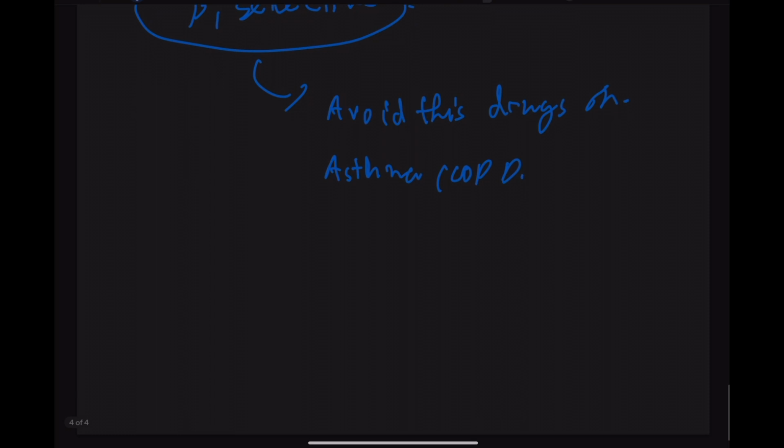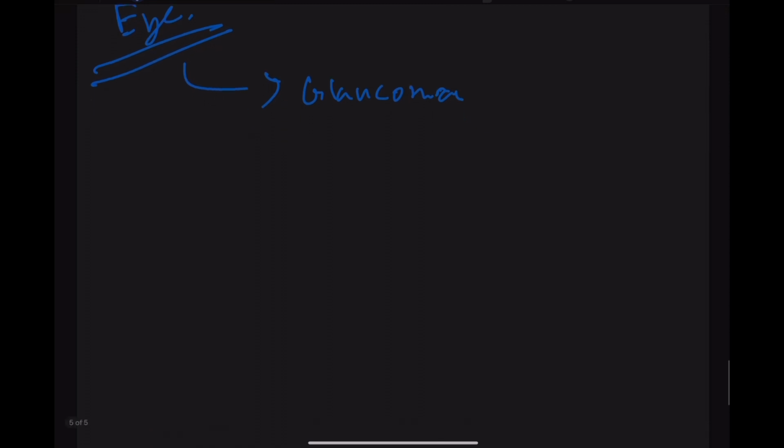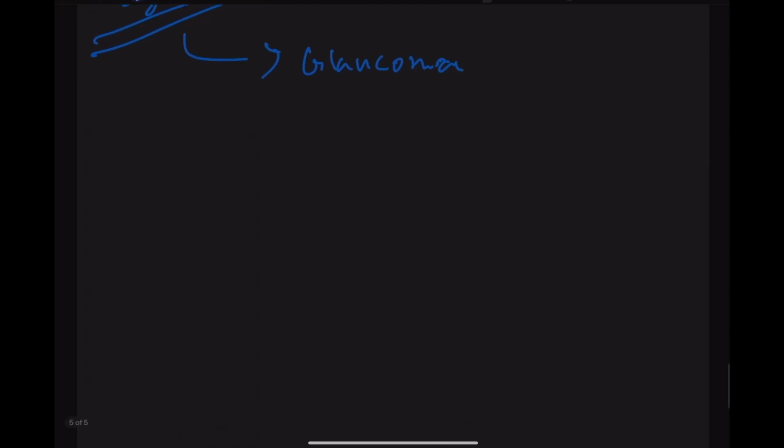what about the effects on the eye? So let's talk about the effects on the eye. The beta 1 selective or non-selective beta adrenergic antagonists are used in glaucoma, where there is increased intraocular pressure. They decrease the intraocular pressure.